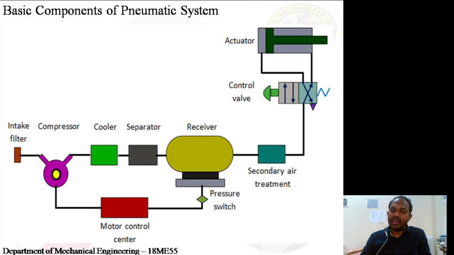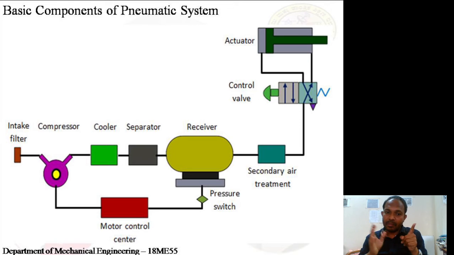Now the common components between hydraulic and pneumatic systems are that an intake filter will also be there, and an actuator will be there, and then the control valve will also be there. Instead of the pump, we have a compressor. Instead of the pressure relief valves, we have a cooler and separator. That's it. Is it clear?